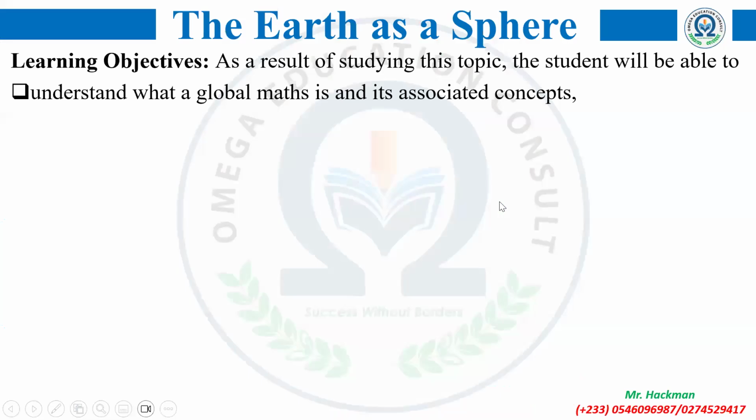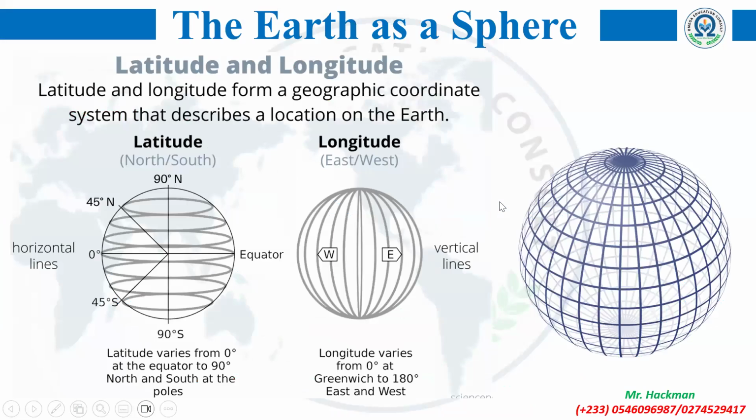I've mentioned some of the objectives, so I'm going to skip them. Now let's look at longitude and latitude, or latitude and longitude. JHS, you did social studies, so you have a fair idea of what you have here. I am going to be very, very brief.